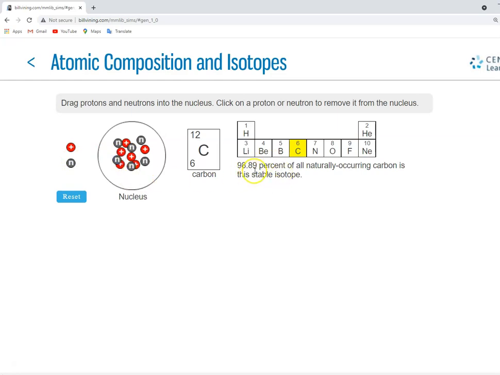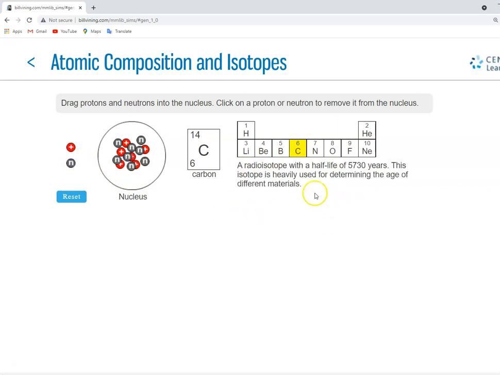Okay, so 98.89% of all naturally occurring carbon is this stable isotope. Great. So this is more what we'd expect. So let's add another one here. Let's see what happens. Okay, so now that drops to 1%. So now we get 13. So we have 1, 2, 3, 4, 5, 6, 7 neutrons, and then this becomes a very small percentage of that. Let's throw out one more and see what happens here.